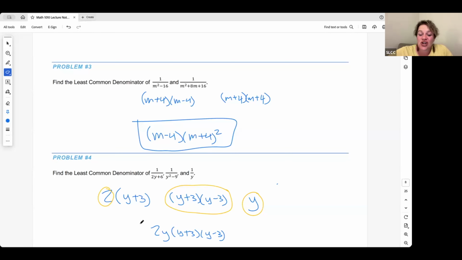And in fact, when we start using this common denominator to add and subtract, it's nicer to have it in factored form. I hope that helped a little.